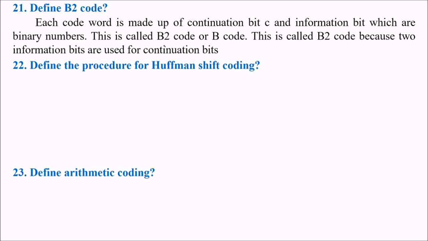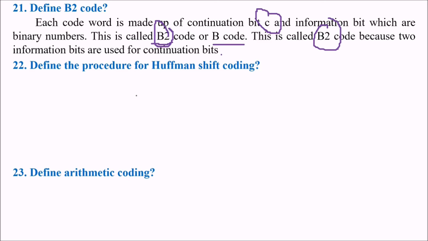What is B2 code? Each code word is made up of a continuation bit and information bits, which are binary numbers. So this is called B2 code, because two information bits are used for the continuation bits.